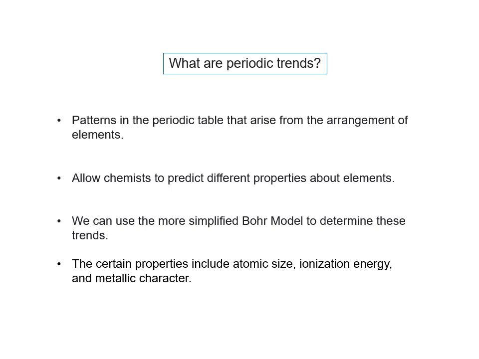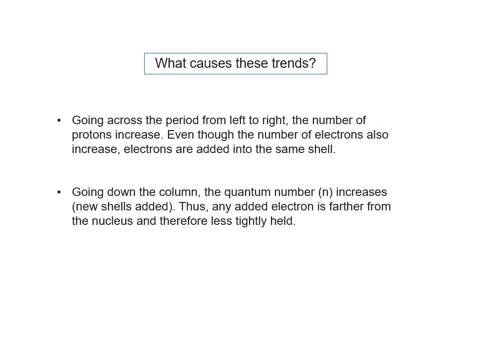And in order to predict these properties, we're going to be using the more simplified Bohr model. Remember, we talked about this before, that the simplicity of the Bohr model comes in very handy sometimes. And in this case, it helps scientists determine a lot of different concepts about chemistry. These certain properties include atomic size, ionization energy, and metallic character. At least those are the three that we're going to be going over in this lecture. So what causes these trends? We've already talked about this, that these trends are caused by the arrangement of the elements in the periodic table.